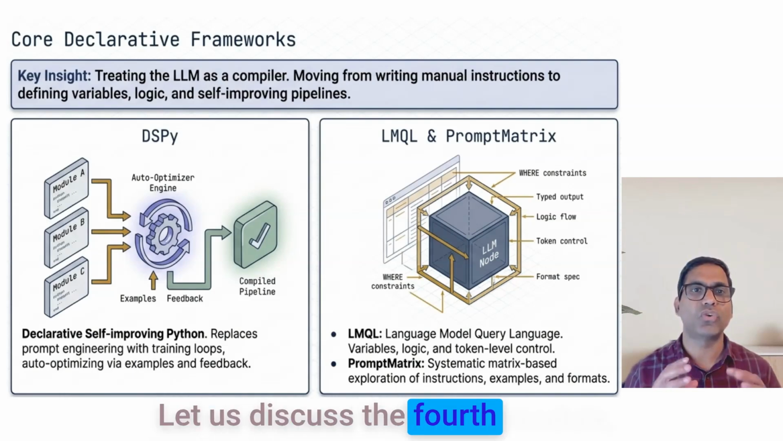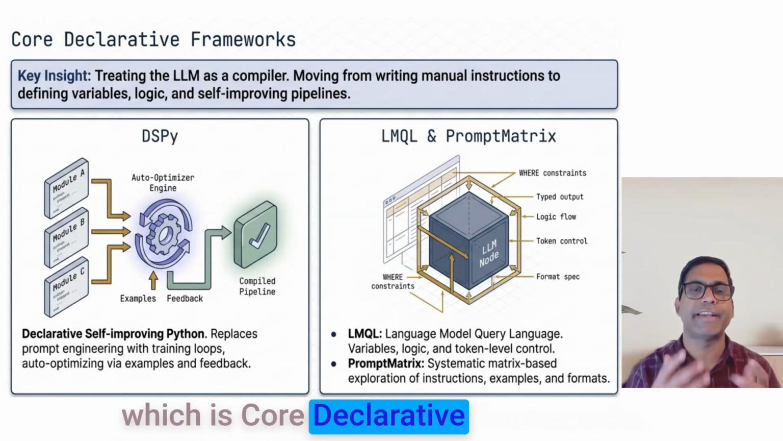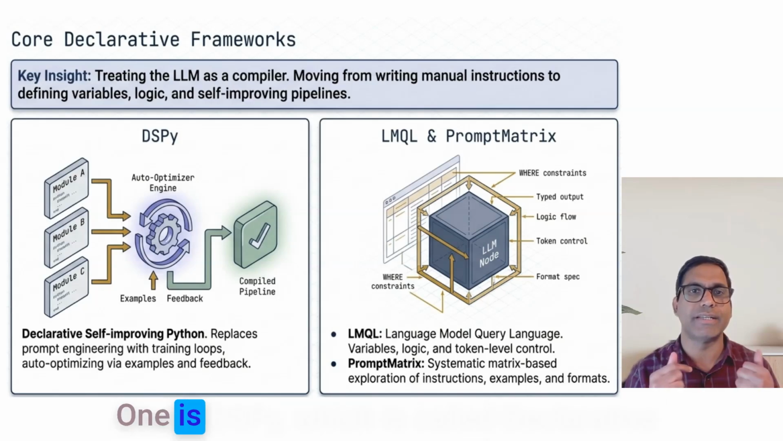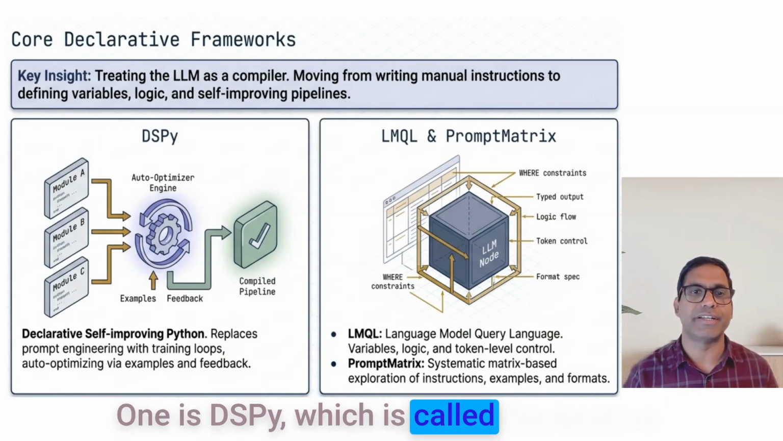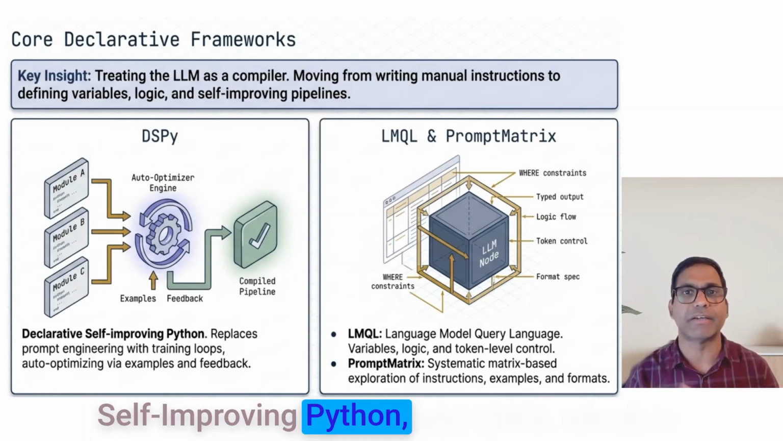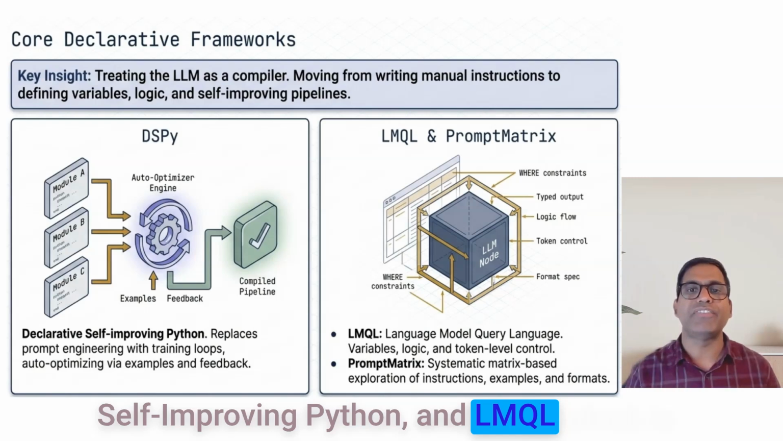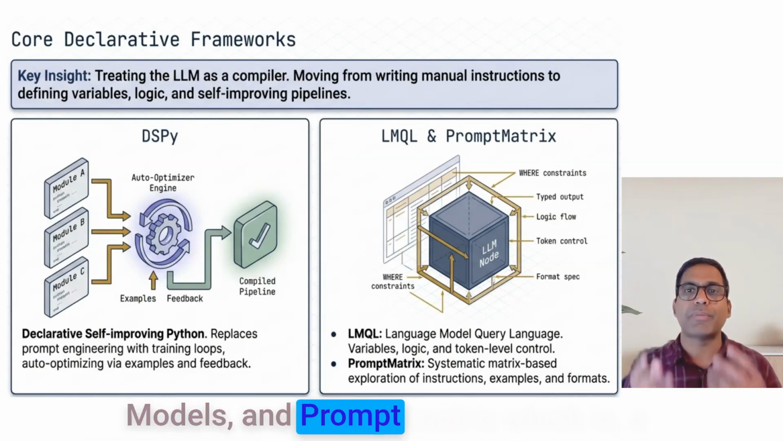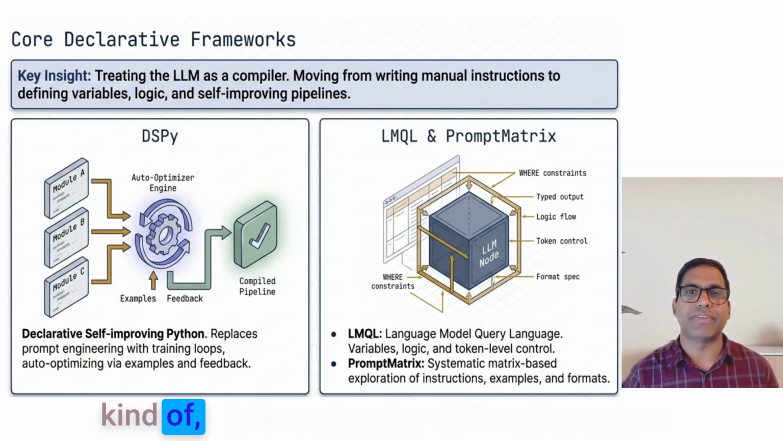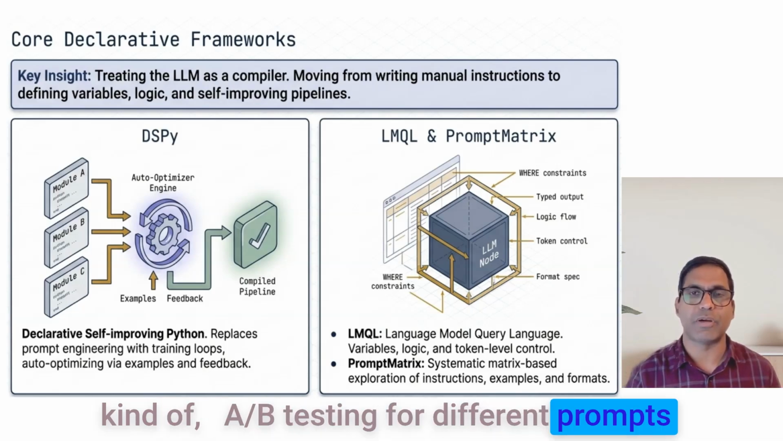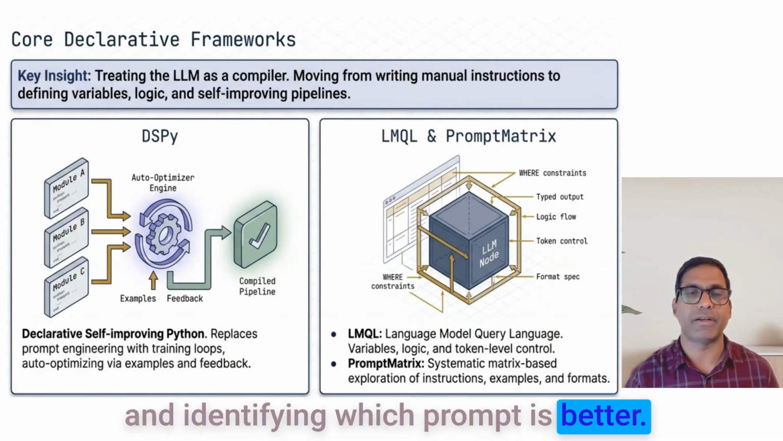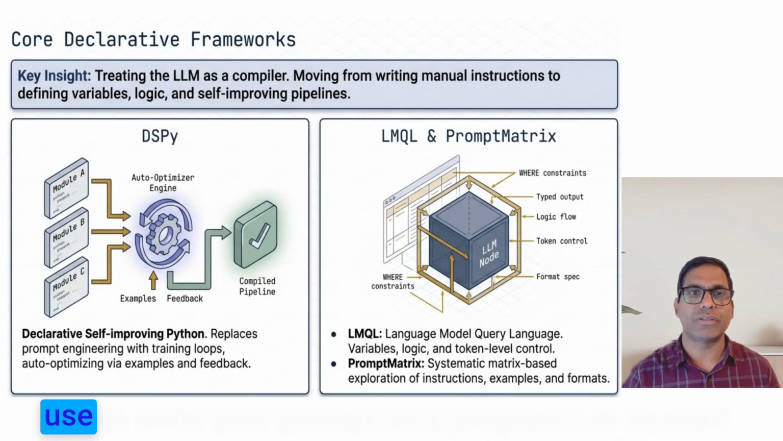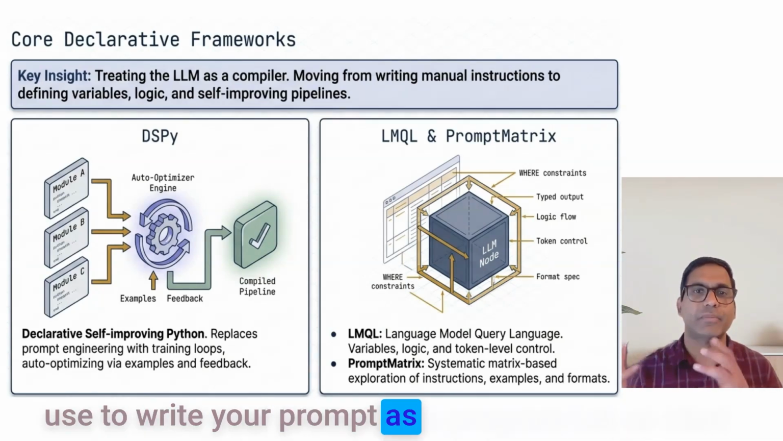Let us discuss the fourth module, which is core declarative frameworks. There are three tools in this framework. One is DSPy, which is called Declarative Self Improving Python, and LMQL, which is called Query Language for Large Language Models, and Prompt Matrix, which is a kind of A/B testing for different prompts and identifying which prompt is better. And these are some of the frameworks you can use to write your prompt as a program.